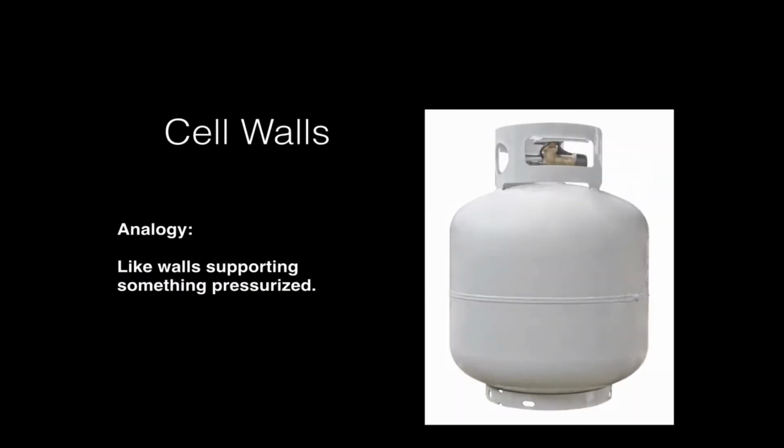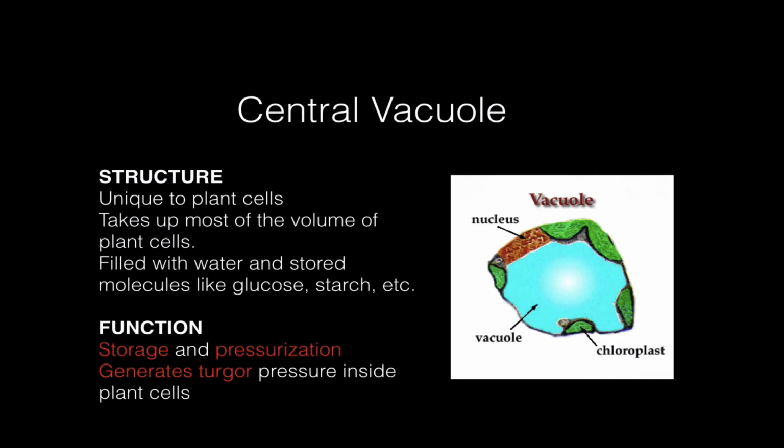Now, the analogy here for a cell wall would be something kind of like the container for compressed gas. This is a tank of propane that you may have at home attached to your gas grill. And the analogy to a cell wall would be the metal that's holding the gas in. But in the case of a cell wall, it's cellulose or peptidoglycan that's holding the cytoplasm in.